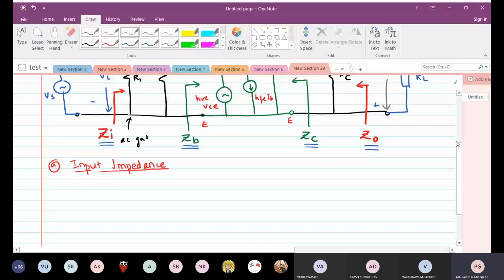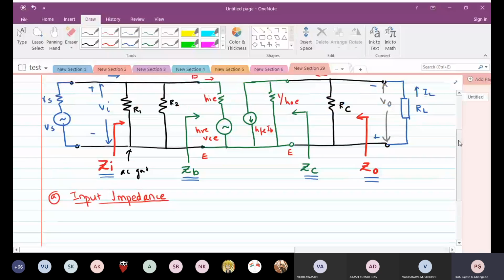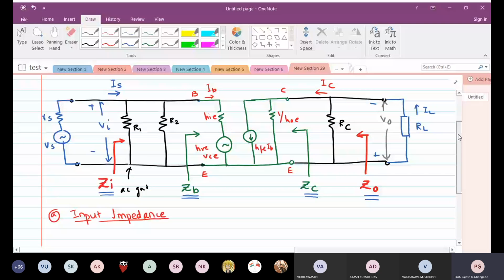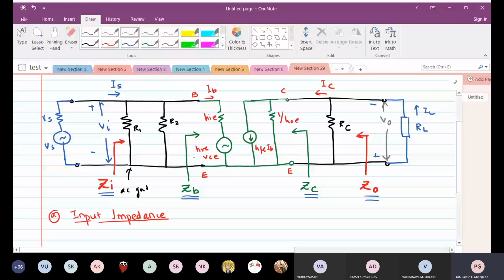What do you see here? If I inject a signal somewhere between these two points, what is the resistance, what is the impedance that is seen looking into these terminals? Sir, HIE plus HRE VC upon IB.